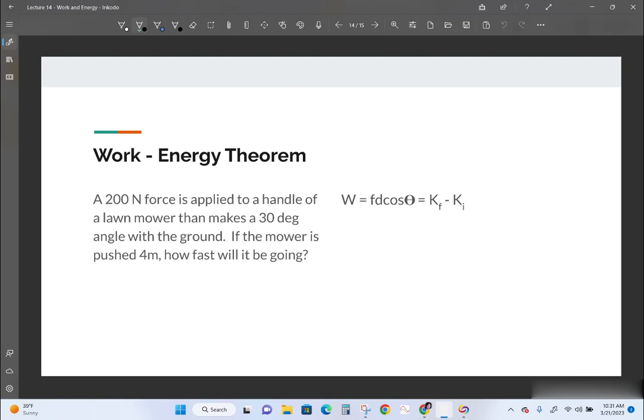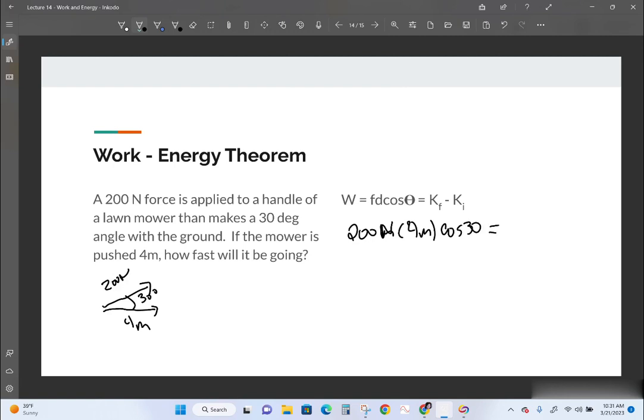Also, if we have the force and the displacement at an angle to each other, we can still use this relationship. So let's say we're pushing that mower from before, and we're going to apply 200 newtons at an angle of 30 degrees to move it 4 meters. And we want to know how fast it'll be going. Well, we know that the work done on it is going to be 200 newtons, times 4 meters, times the cosine of 30.